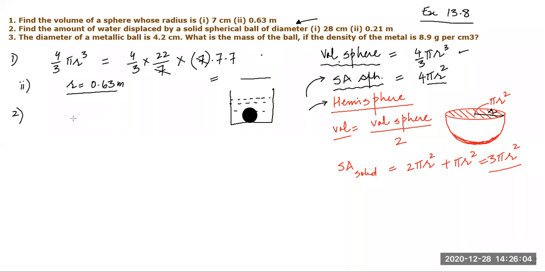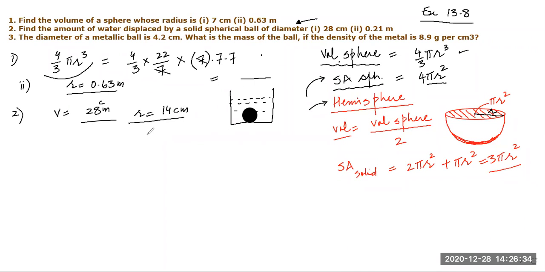So can Monrose tell me how we will find the displacement of water? By finding the volume of the sphere. So we will use the same formula, 4 by 3 pi r cube. If the diameter is 28 centimeter, what will the radius be? The radius will be 14 centimeter. Find the volume.